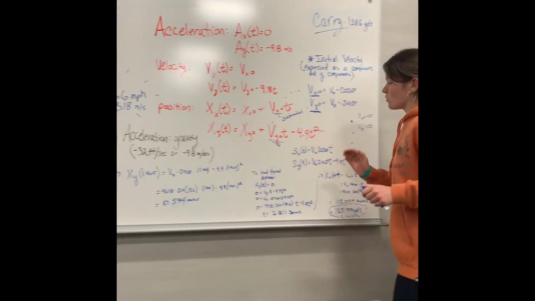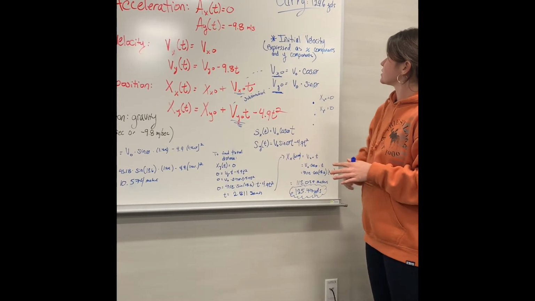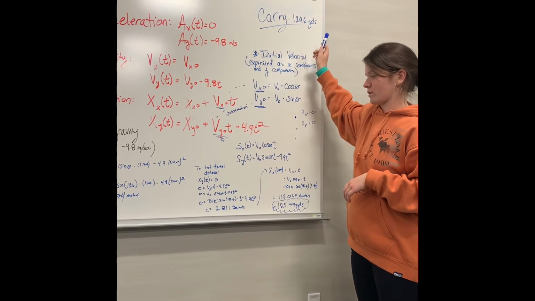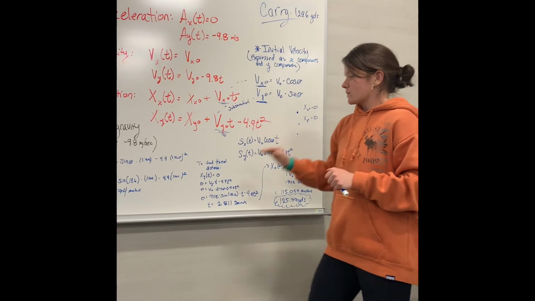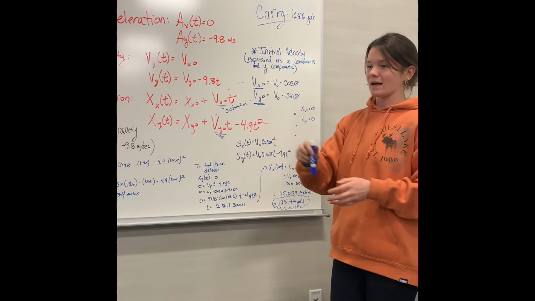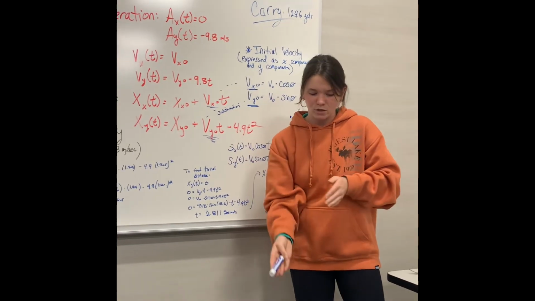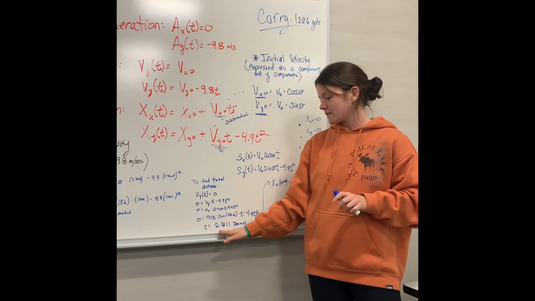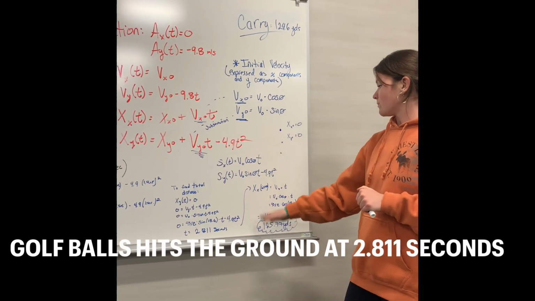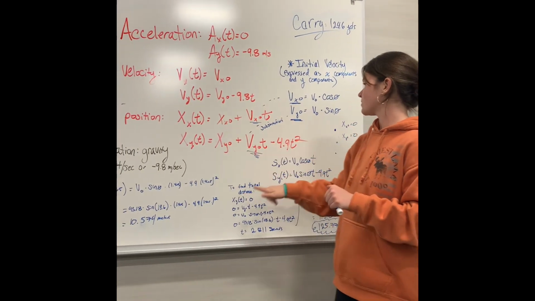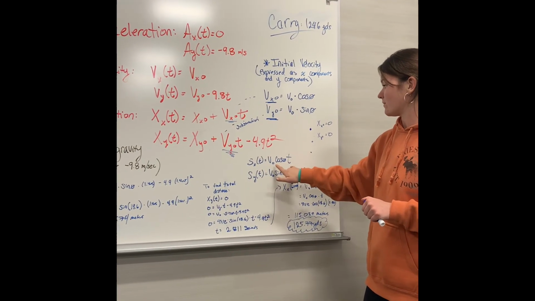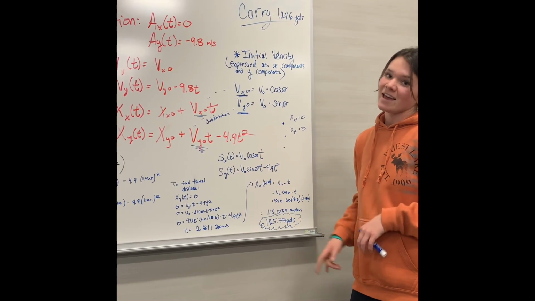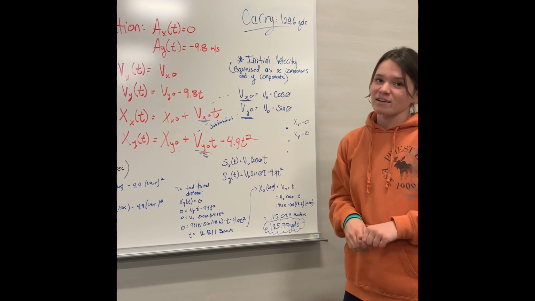Now, this is where we're really going to check ourselves to find the total distance, because on the simulator, we had a total carry of 124.6 yards. So we go to our position equation and we set that equal to 0 because that is when the ball is on the ground, when it has just hit the ground. So position is equal to 0. And we get that it hits the ground at 2.811 seconds. From there we can plug it into this equation because we have those two values, and we get 125.77 yards. And that is pretty darn close to right here. So I think our calculations were accurate.